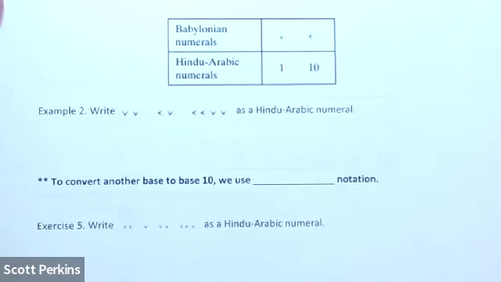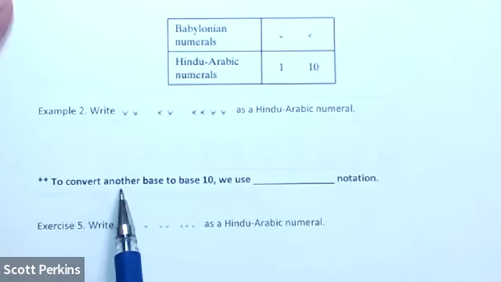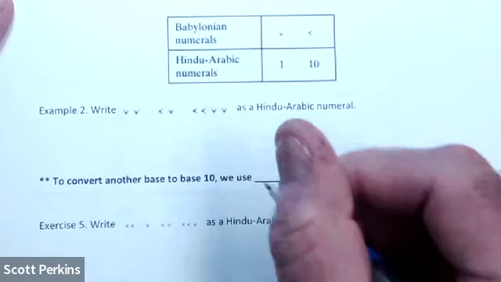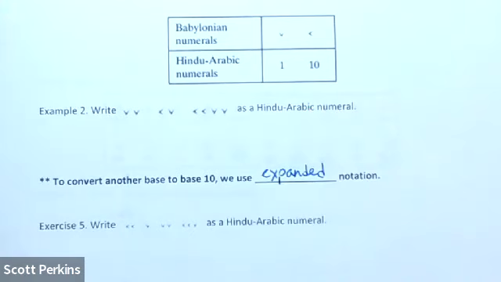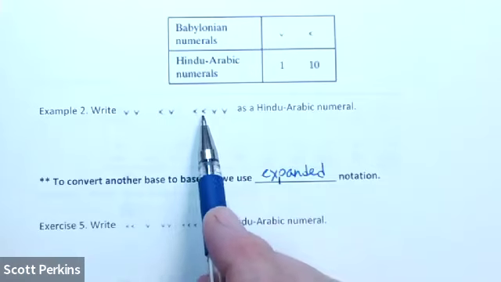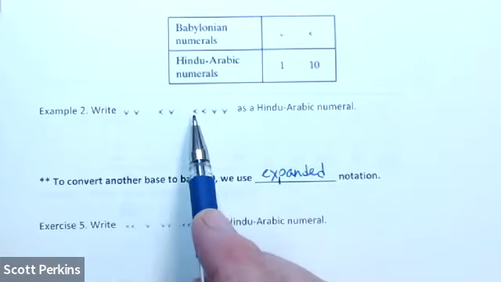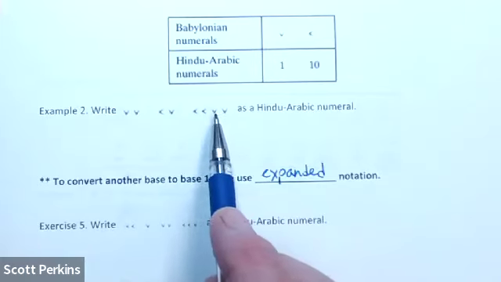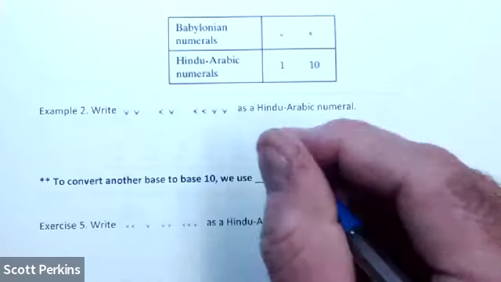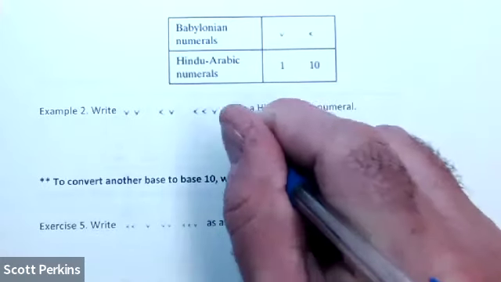So here we go. We're going to write this as a Hindu Arabic numeral, and to convert another base to base 10, we use expanded notation, just like we were practicing with our decimal system. We're going to start over on the right, just like we did for the decimal system. I've got two marks that are left. Those are each 10, so 10, 20. I've got two that are down, that's 2. Since this is the place to the right, that's my units place. So I have 22 units.